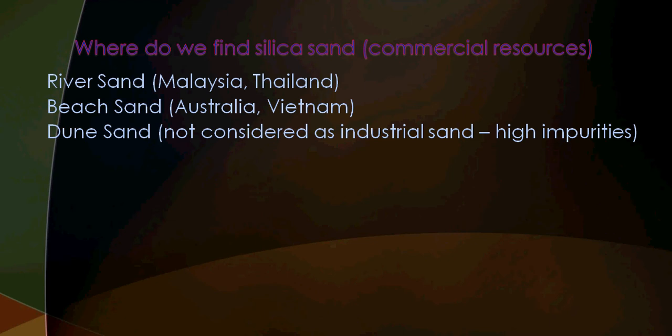But it is not considered industrial sand. Why? Because the dune sand contains a lot of impurities, and removing these impurities by processing is not commercially viable. It's not economically viable. Another commercial source of silica sand is sandstone. The best example is Saudi Arabia. In Saudi Arabia, all the commercial industrial silica sand comes from sandstone, which is a rock, and we crush that rock, we break that rock to get the silica sand.